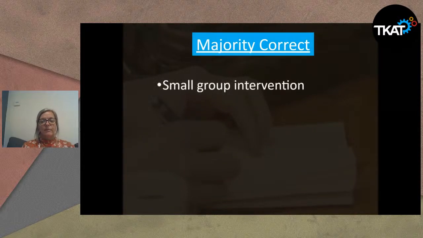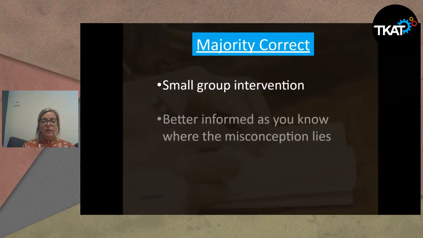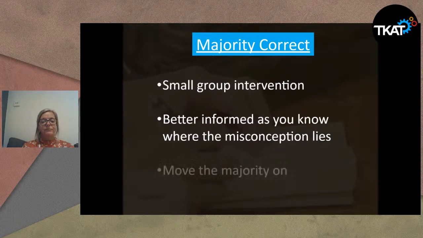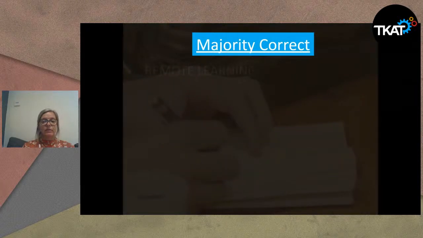You could, of course, have the majority of children getting your answer correct. So if this was in a class, you would only need some small group intervention with those that didn't get it correct. And you are also better informed as a teacher because you know where the misconception lies if you are looking at the responses and the reasoning that children and pupils give. But if the majority get the answers correct, well, you can move the majority on.